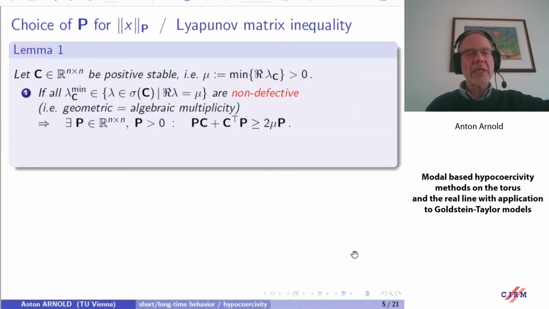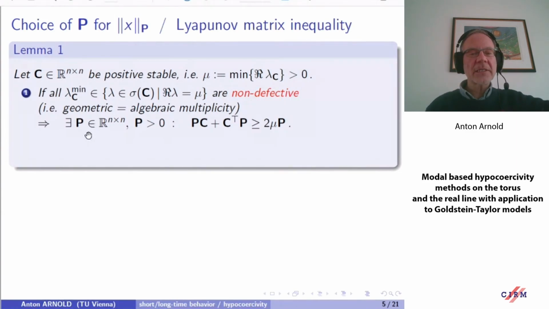Now let me briefly illustrate how to obtain this matrix P that gives us this Lyapunov functional as a modified norm for the problem. In this context, we have this very simple lemma. Assume that this given matrix C has a spectral gap that I call mu, and I assume that all eigenvalues that have a real part exactly equal to this mu are non-defective. So on this spectral gap line, there should be no Jordan blocks associated to that.